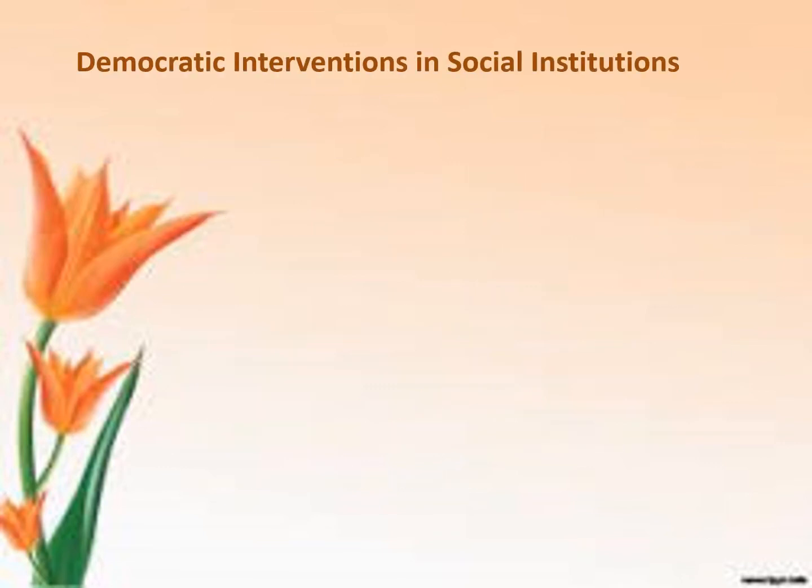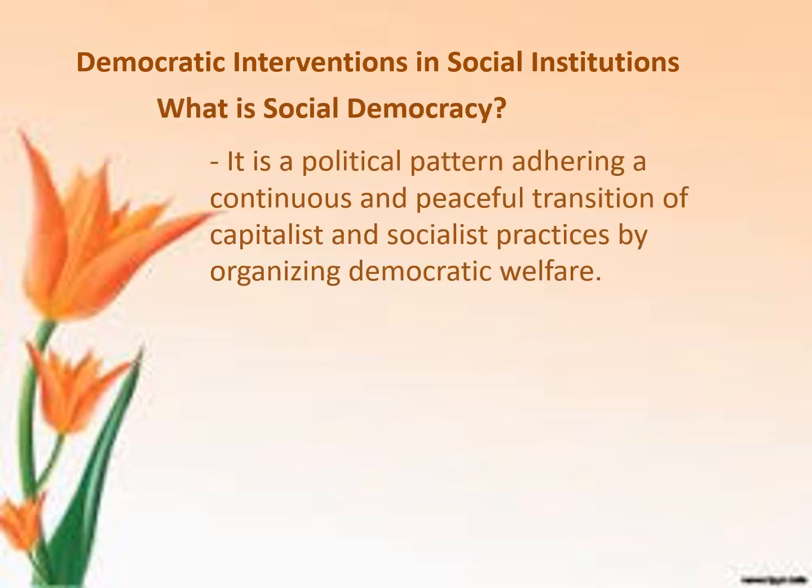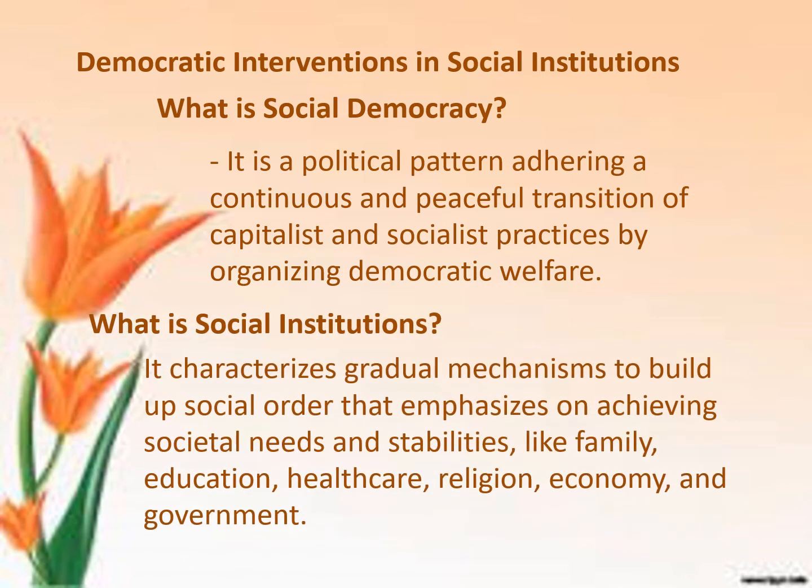And then democratic intervention in social institutions. What is social democracy? It is a political pattern adhering to a continuous and peaceful transition of capitalist and socialist practices by organizing democratic welfare. What is a social institution? It characterizes a gradual mechanism to build up social order that emphasizes achieving societal needs and stabilities like family, education, healthcare, religion, economy, and government.